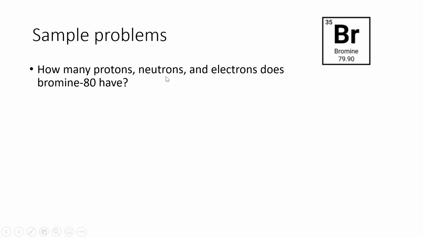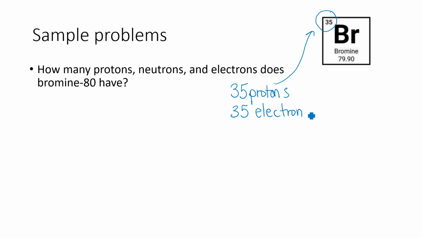So, some sample problems here. First of all, how many protons, neutrons, and electrons does bromine 80 have? The protons are given by the atomic number, so it's got 35 protons. The electrons are equal to the number of protons, so it's got 35 electrons. And for the neutrons, we take the mass minus the protons, so it's 45 neutrons, because the protons and the neutrons have to add up to the mass, which is that number right there.